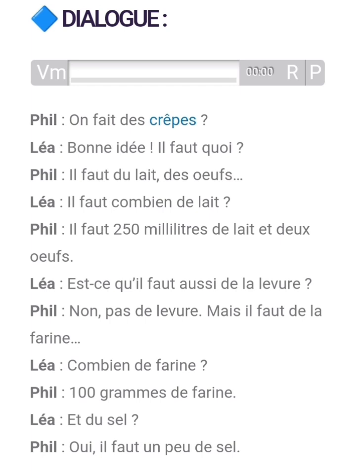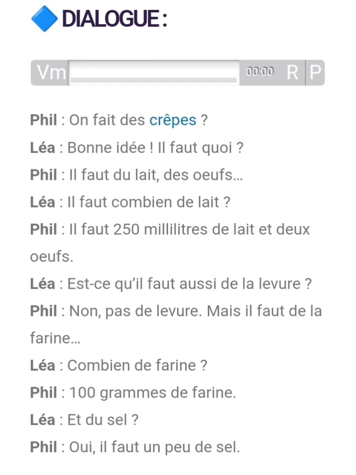Okay, so we are going to translate the dialogue. Phil: On fait des crêpes. Should we make pancakes? Remember, crêpes is pancakes. Léa says, good idea, bonne idée. Il faut quoi? What do we need? Il faut du lait, des œufs. We need milk and eggs.